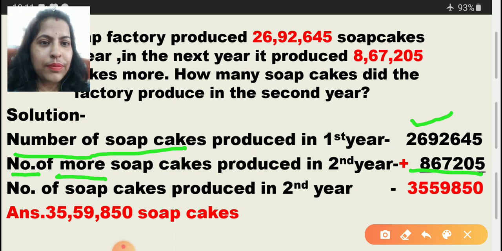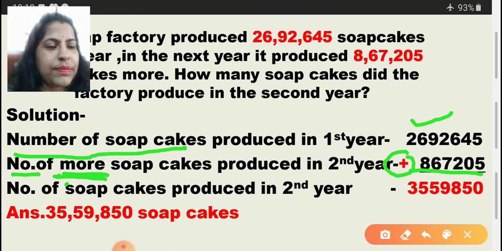So what will we do? The soap cakes produced in the second year are more. Here you can see "more". So what do we have to do? We have to do addition. So I have given here the addition sign, the plus sign, and now we'll add by arranging these numbers in the proper column. In the proper column we have to arrange it. Then only we can do the correct addition.